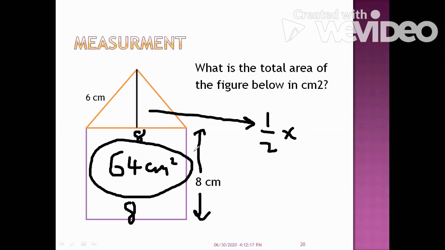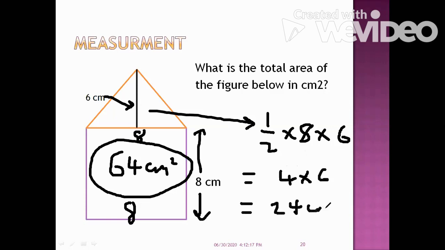Alright? Because if this is 8, then this has to be 8 also. So it's a half times the base, which is 8, multiplied by the perpendicular height. Oh, by the way, this should be perpendicular height, which is 6. Alright, so a half of 8 is 4, and 4 sixes is 24. So the area of the triangle is 24, and the area of the square is 64. So the total area, simply we're just going to add those two numbers, and we get 88 centimeters square.